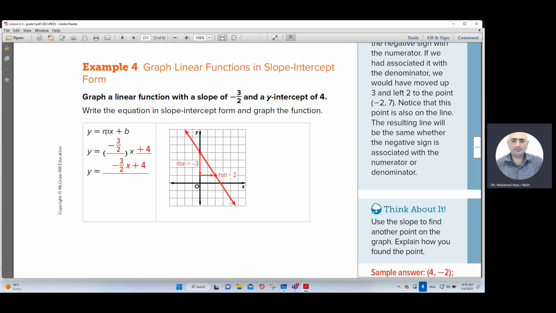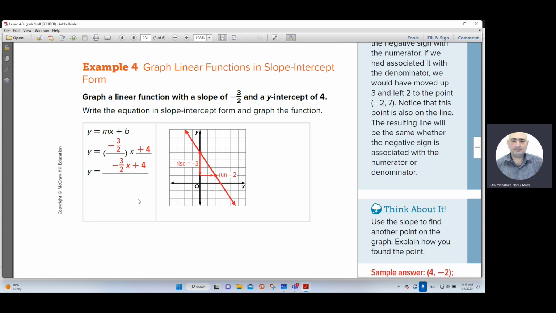-3/2. So substitute here the value of m, -3/2 x. And what is the value of b here? It will be 4. So right here, 4. So the equation will be y equal -3/2 x plus 4. How to graph?